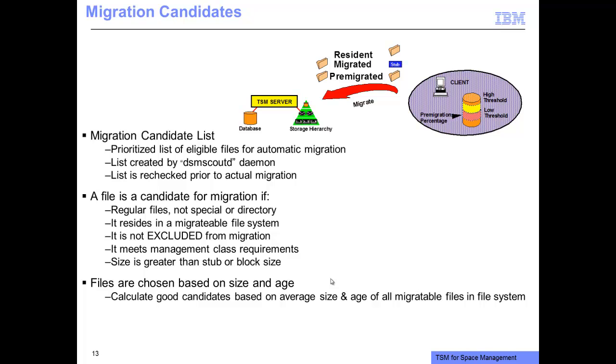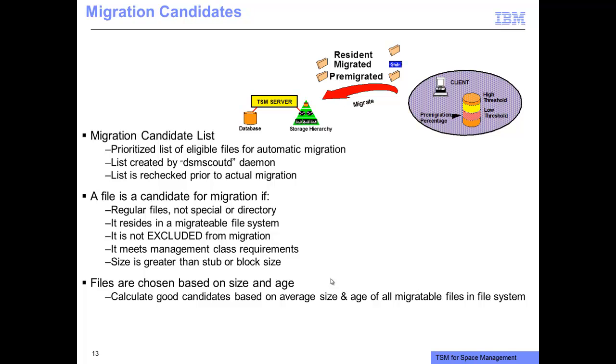Now, files are candidates for migration if they are regular files, if they do reside in the file system which we have set up for space management, if they haven't been excluded from migration, and if they meet the management class requirements that have been set up. And then obviously the size also has to be larger than the stub or block size that's been set up. Then we go through and we choose them based upon the size and the age and the formula we talked about on the previous page.